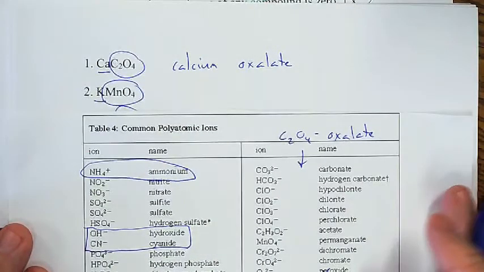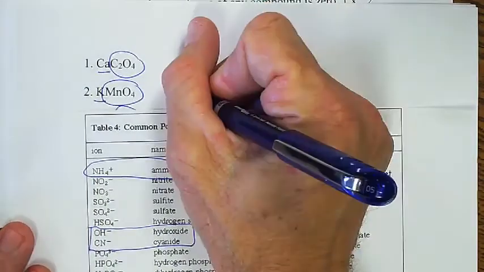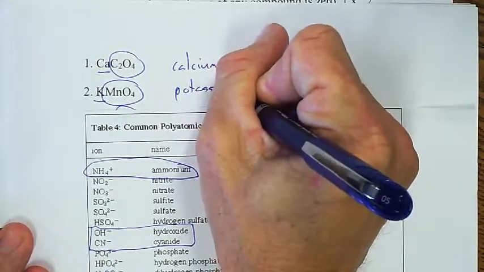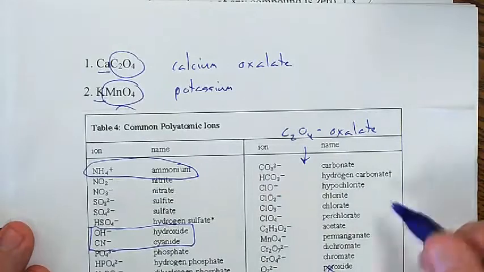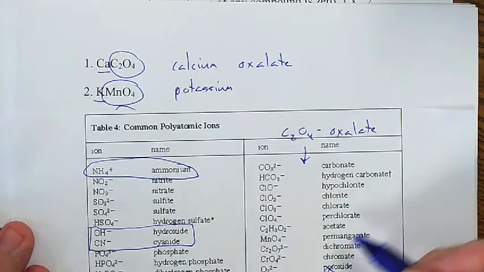And this one is potassium. Again, we know the charge of potassium. It is in column 1 on the periodic table. And MnO4 is permanganate.